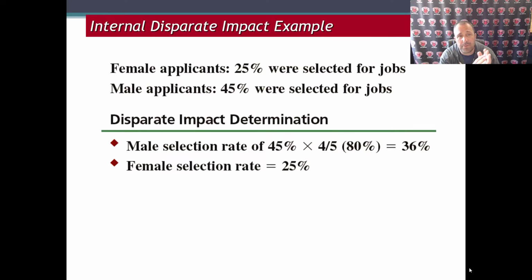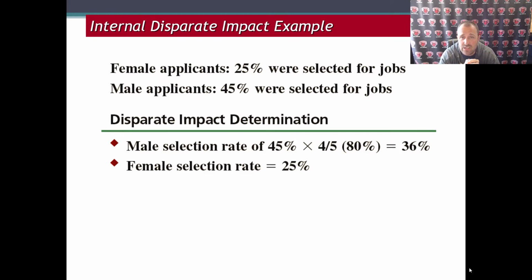So let's look at an example. So let's say I have, of my female applicants, I don't care if this was 4 female applicants or 400,000. It's rates that we're looking at. 25% of all the women that applied were hired for a job. For my male applicants, 45% of all the men that applied were hired for jobs. So again, we're not looking at number of applicants. We're looking at, of those that applied, at what rate, what percentage did we hire them?